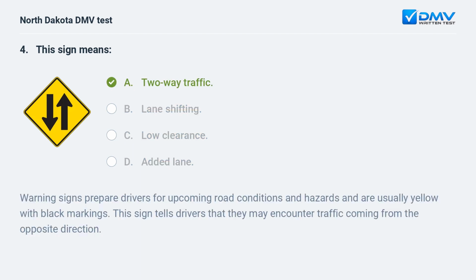A. Two-way traffic. Warning signs prepare drivers for upcoming road conditions and hazards and are usually yellow with black markings. This sign tells drivers that they may encounter traffic coming from the opposite direction.